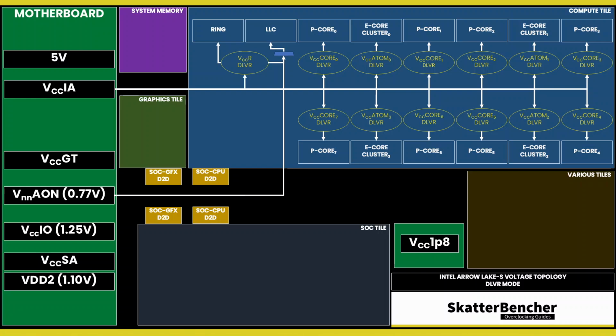Each P-core, E-core cluster, and ring has an individual digital linear voltage regulator, or DLVR, sitting between the VCCIA rail and the IP blocks. That means each of the blocks can operate at its own voltage. The DLVRs can also be bypassed, and in that case, we're running in so-called PG mode. I'll get back to that later in this video.